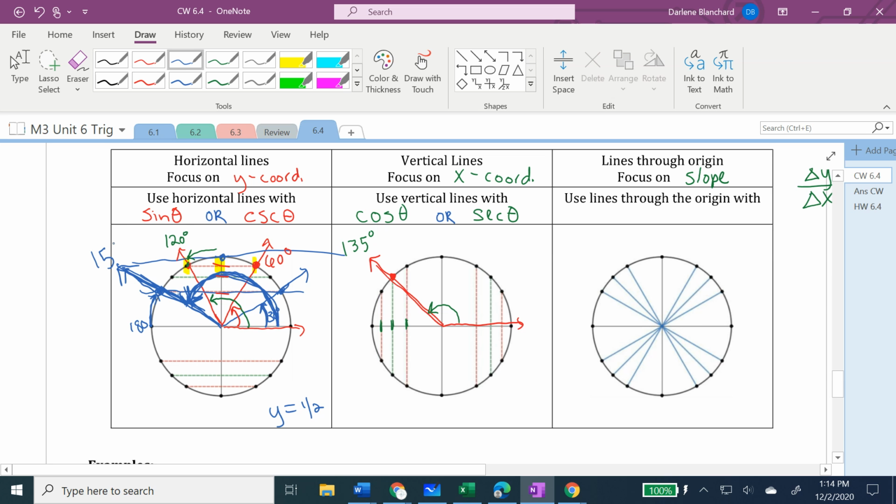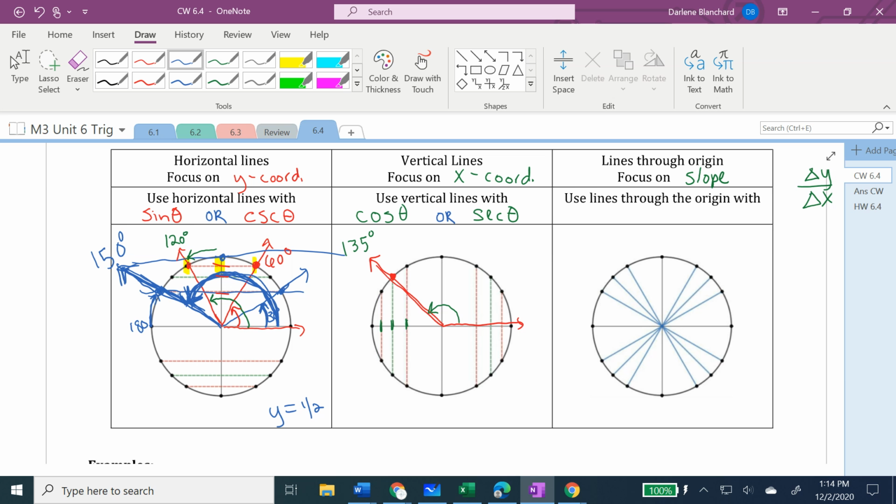Whoop. I'm accidentally hitting buttons on my computer. So looking at this, what you're seeing is that the sine of a 30-degree angle is 1/2, and the sine of a 150-degree angle is also 1/2.